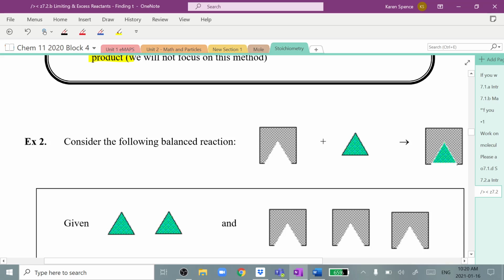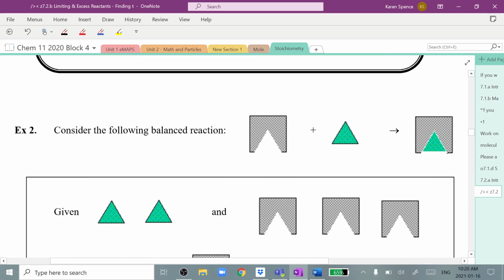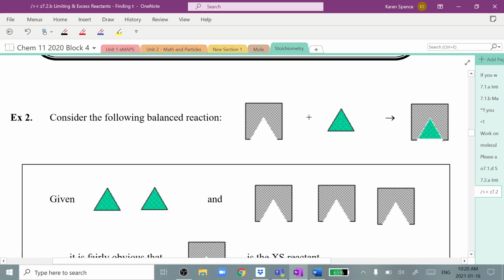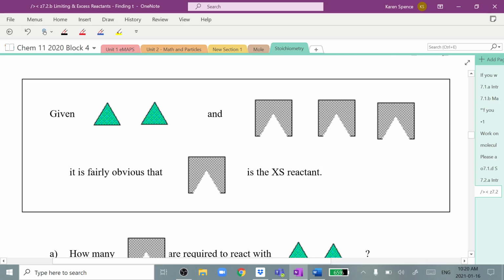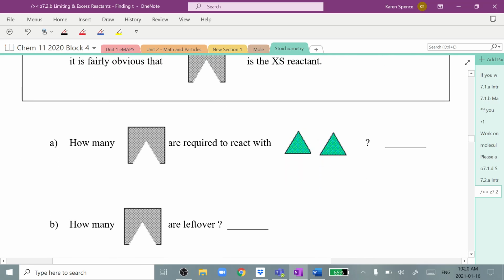All right. Look, it's the pants and triangles again. Excellent. So let's say we have one pair of pants plus one triangle gives one square. Two triangles and three pairs of pants. It's pretty obvious that our pair of pants is the excess reactant. How many pairs of pants are required to react with two triangles? Well, that's pretty obvious. It's got to be two, right?